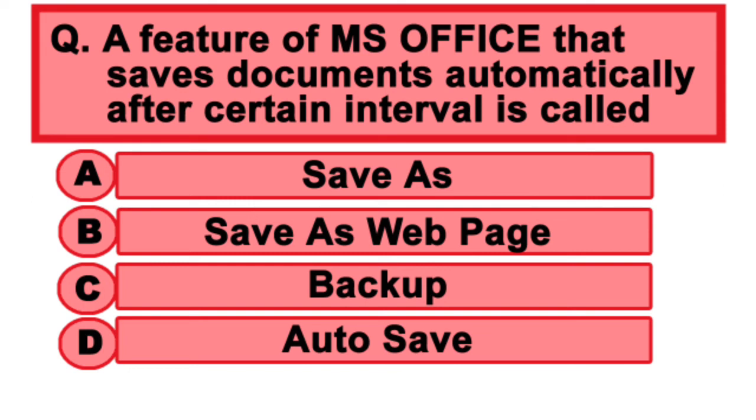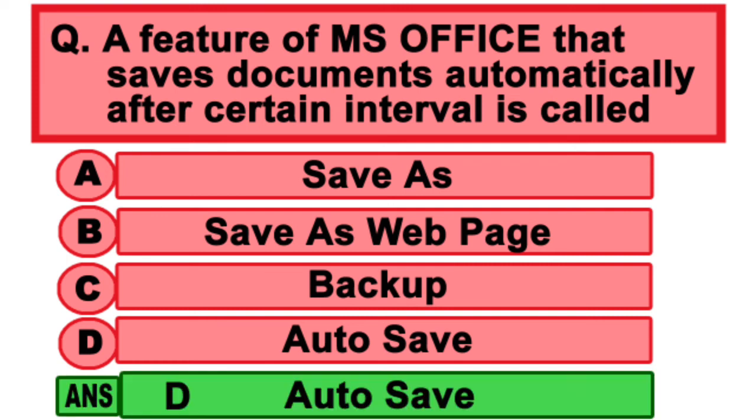A feature of MS Office that saves documents automatically after certain interval is called. The options are A, Save As, B, Save As Web Page, C, Backup, D, Autosave. Let's see the options in detail. Save As. Make a copy of the file in different folder or drive. Make a copy of the file with a different name. Save as web page. The file automatically converts the page to hypertext markup language, HTML.